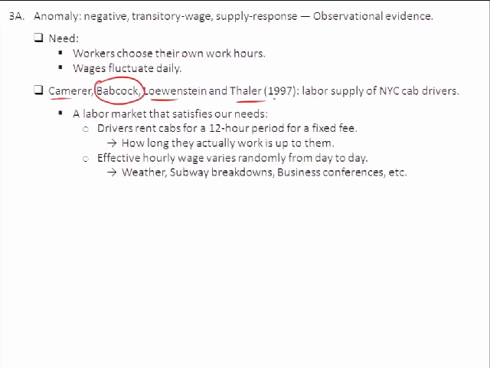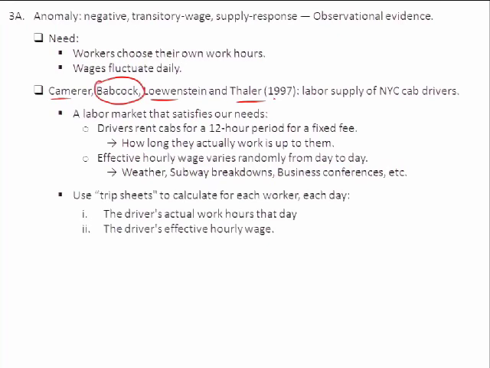So what they did was they went down and actually collected from a few different cab fleets the trip sheets that these drivers fill in, where they write down how much they worked that day and how much they earned. Then if you know how many hours they worked and how much they earned, you can compute their effective hourly wage, right? Their wage is just computed by dividing their earnings by their hours.